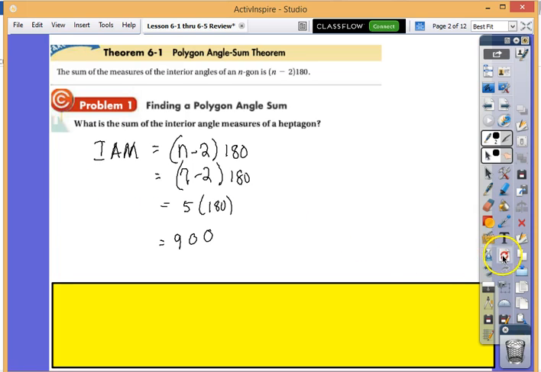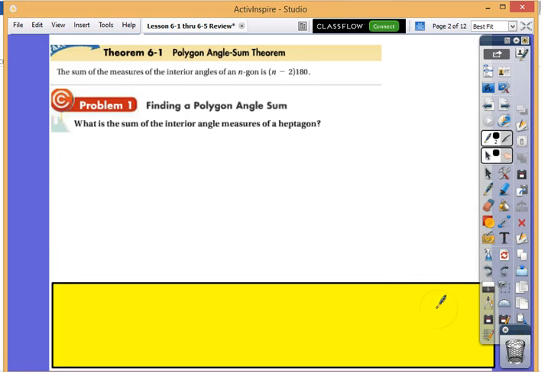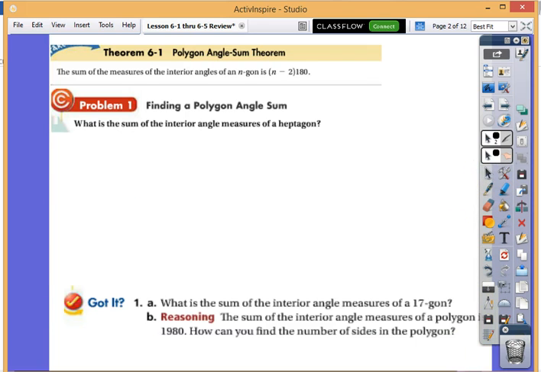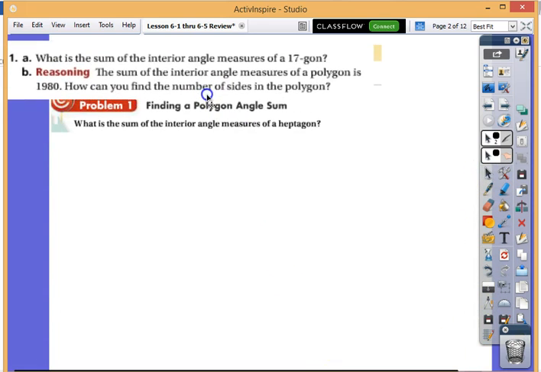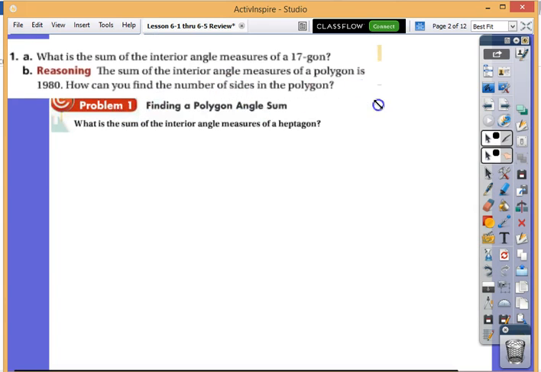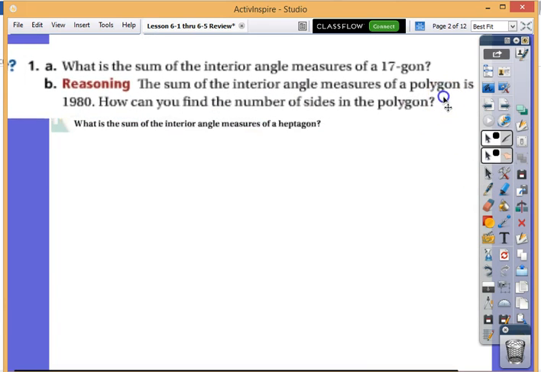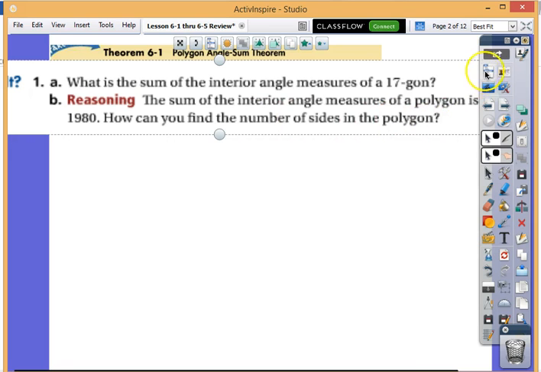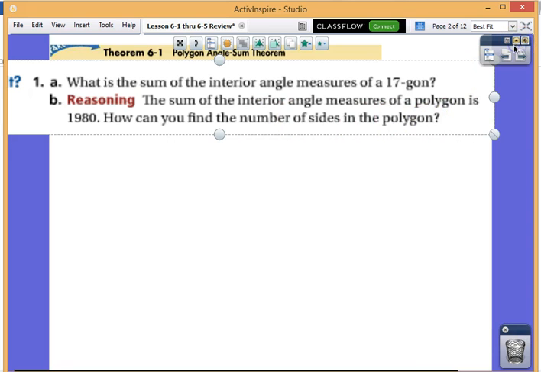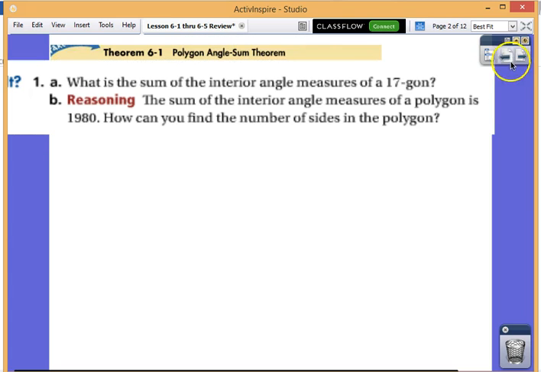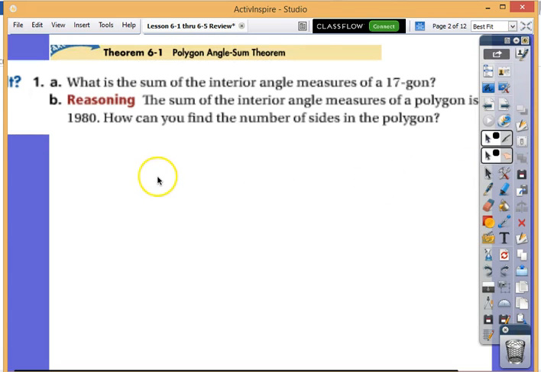So here's what I want you to do now. I want you to find the sum of the interior angles of a 17 gon for part A, and then for part B, if I tell you that the sum of the interior angles is 1980, I want you to tell me how many sides it has. All right, so for part A, I want to use the formula IAM is equal to n minus 2 times 180.